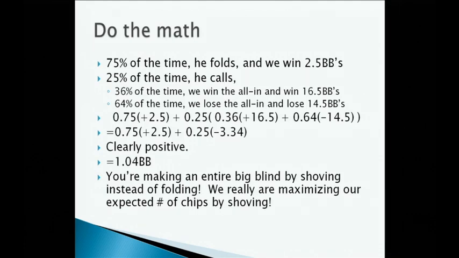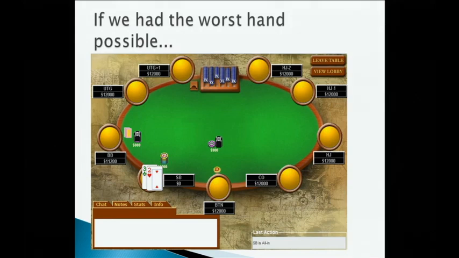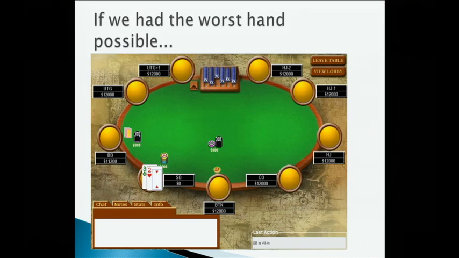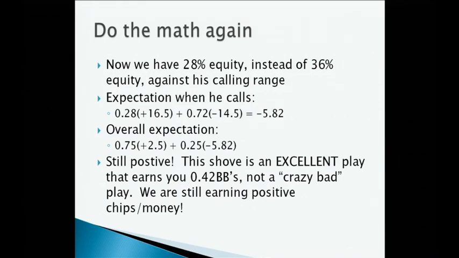Okay. So now let's suppose we had a worse hand. So let's suppose we had 3-2 offsuit, okay? We can do the same calculation again. The only thing that changed is now we only have 28% equity instead of 36% equity. So 3-2 offsuit is actually a worse hand than 7-2 offsuit for a lot of all-in purposes because 7-2 offsuit is like the worst poker hand against a range of strong hands. But against a range of any two cards, 3-2 off is actually worse than 7-2 off because 7 high is relevant if they have like 6 high.